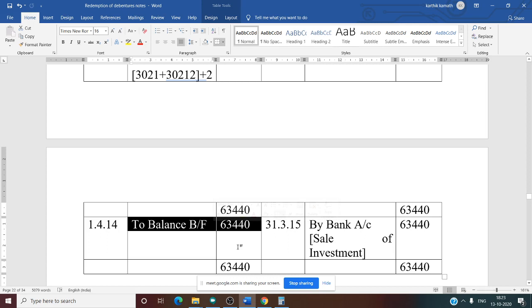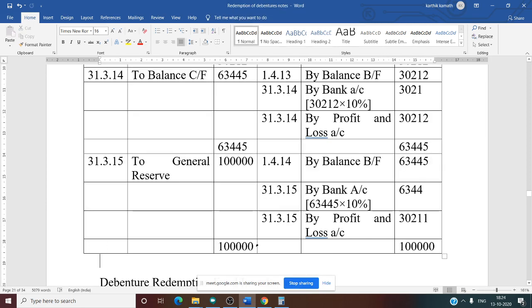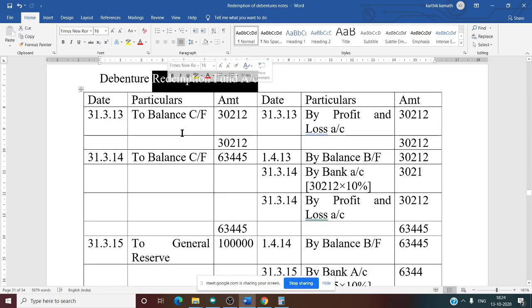So directly the entire 1 lakh is transferred to general reserve in the debenture redemption fund account, the DRF account, the second account. Yes, this is the balancing figure. General reserve is our balancing figure. Hence we closed the debenture redemption fund account also. So we have done all the three accounts.